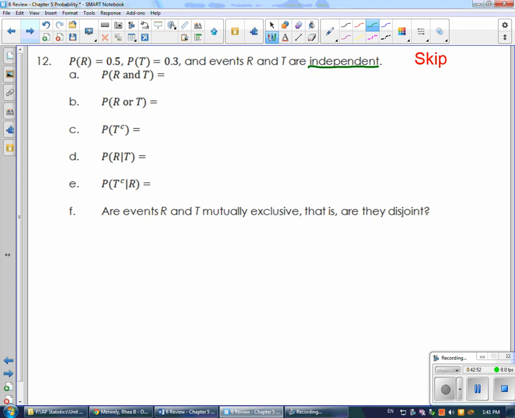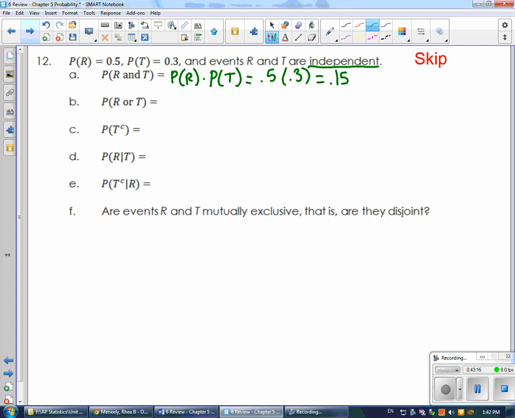So I'm going to go ahead and do this just because it's here, and if you want to jot this down in the margin, you can. So if I want to find the probability of R and T, and I know they're both independent, then that is just going to boil down to the probability of R times the probability of T. And I'm given both of those probabilities, 0.5 times 0.3 is going to give me 0.15.